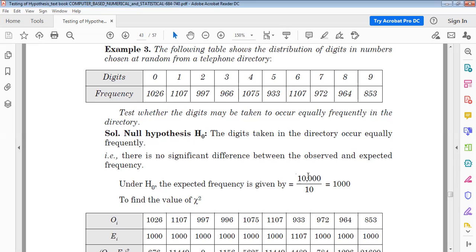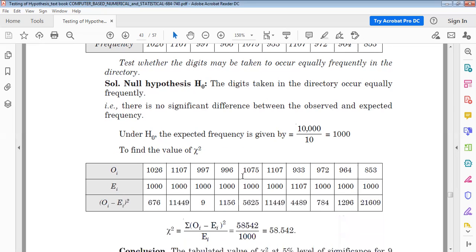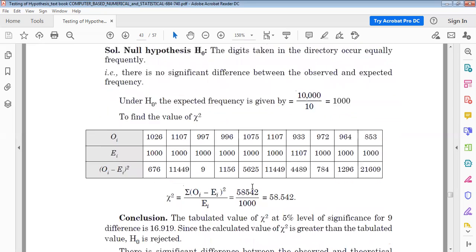Okay, and average what? 10. 0 to 1, 9. How many samples? 10 samples. Okay, so average what? 1000. To find out the value of chi-square, observed value is given in the table in the second row. This is the given one, and expected what? 1000 for every sample. So taking the difference and square, we get it like the previous example.